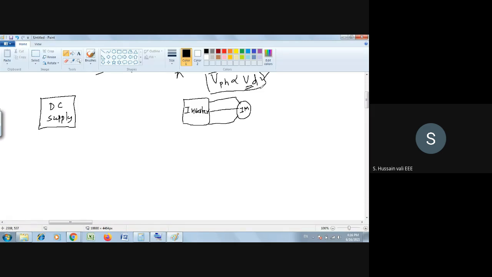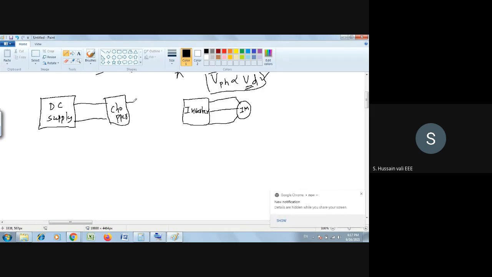What we have seen here is that the output voltage of the inverter depends on the input DC voltage. It means the voltage of the input to your inverter. So if we can vary the input DC voltage, then we can vary the output voltage also. How can I vary this? Using a chopper. What is a chopper? So your DC, a chopper is there.